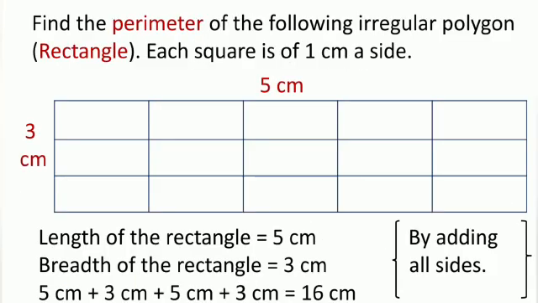Let us now take an example and find the perimeter of the given rectangle. Here you can see a rectangle having 5 centimeter as length and 3 centimeter as breadth. Each side of the square is of 1 centimeter. There are two ways of finding the perimeter of the rectangle. The first method is by adding all sides. Here it will be 16 centimeter when we add all the 4 sides.